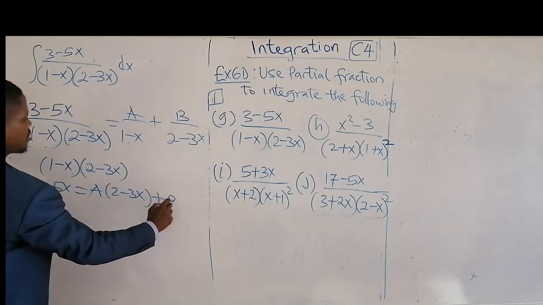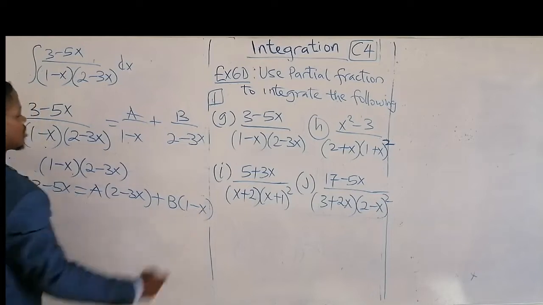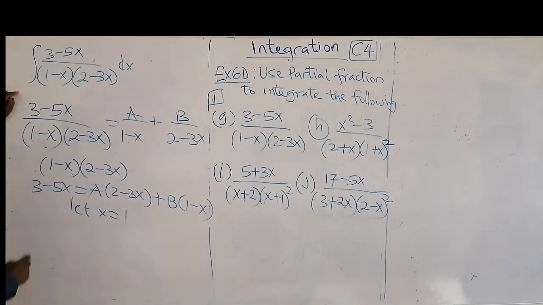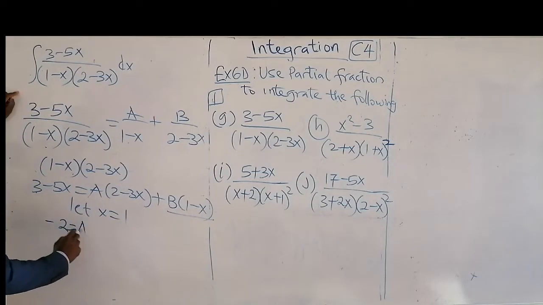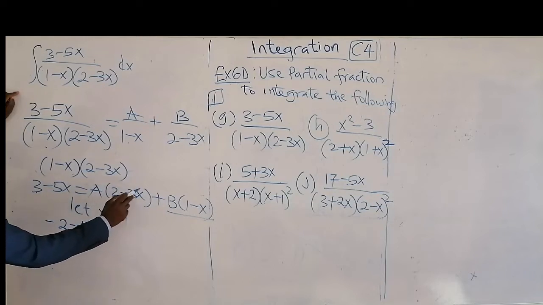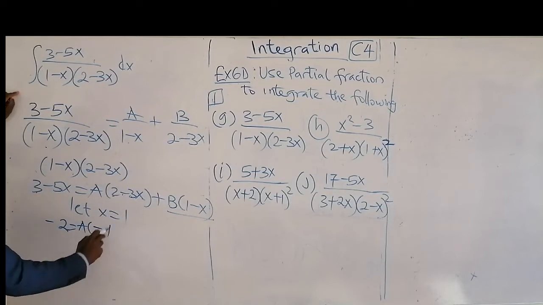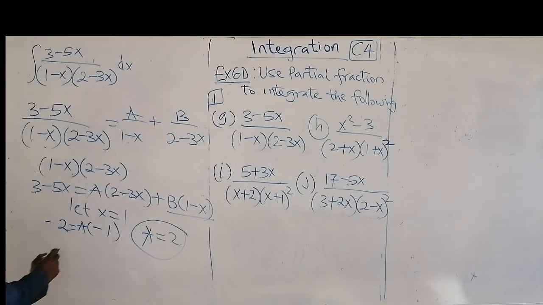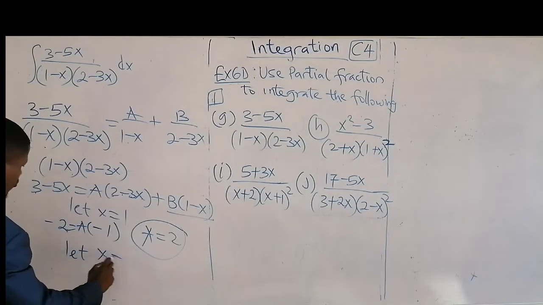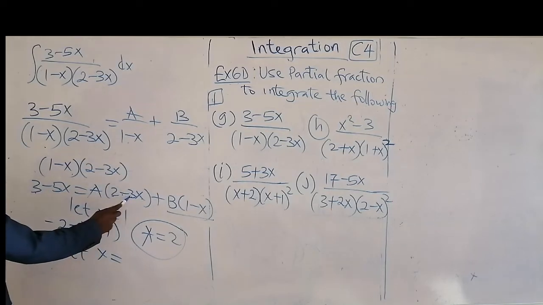That's A(2 minus 3x) plus B(1 minus x). Let x be 1. So we're going to have 3 minus 5, that's minus 2. So the B term cancels. Then we have A times 2 minus 3 times 1, that's minus 1. So A is what? A is 2.